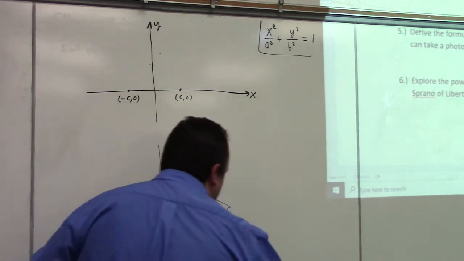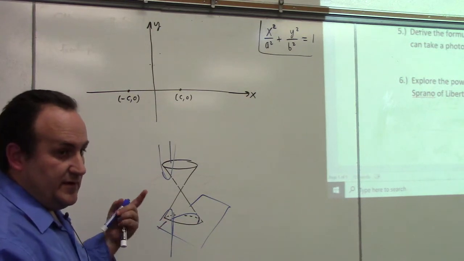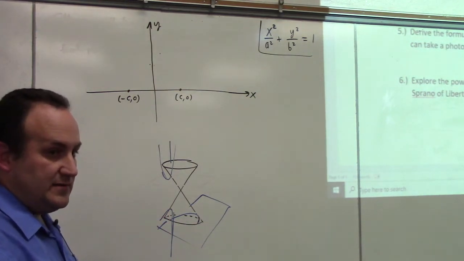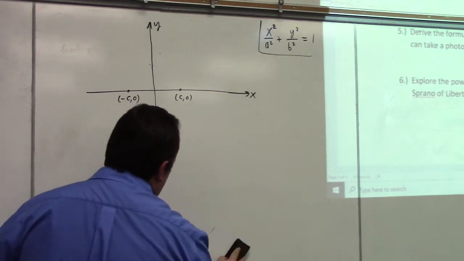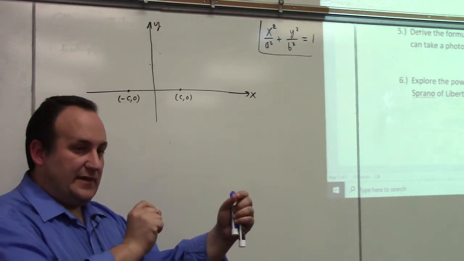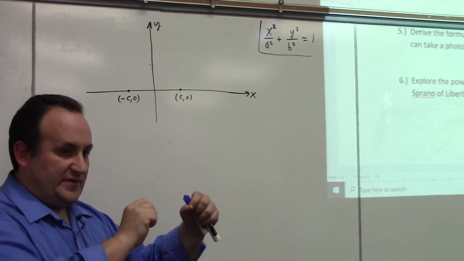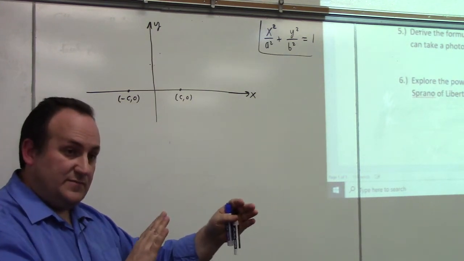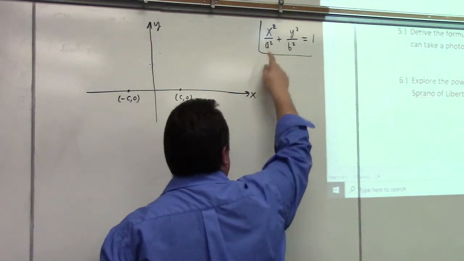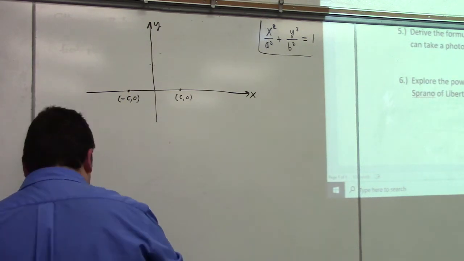But each one of those you can define using distances. An ellipse is the collection of points such that the sum of the distances to two focal points is held constant. And a hyperbola is a collection of points such that the difference of the distances to two focal points is held constant. So instead of being the sum of the distances, it's the difference of the distances. For a hyperbola, instead of a plus here, you get a minus.